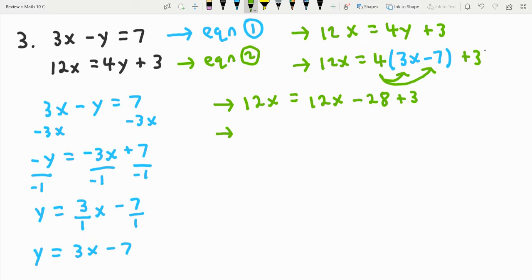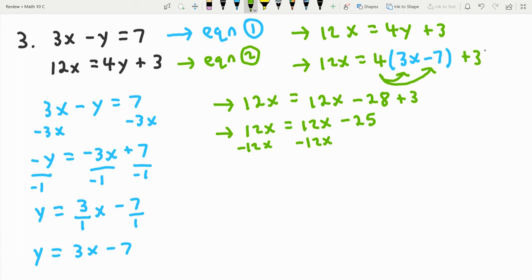Now from here, what I want to do is add up my like terms. Because on the right-hand side I have negative 28 plus 3, I would add those together, and negative 28 plus 3 should give me negative 25. Okay, now from here, because I only have the variable x, I actually want to isolate x by itself. But I noticed one thing here. Let's say I want to move all of my x's to one side so I can start isolating. So I'm going to start by moving 12x from the right-hand side to the left-hand side. But if I subtract 12x from the right-hand side, I have to do it to the left-hand side as well.